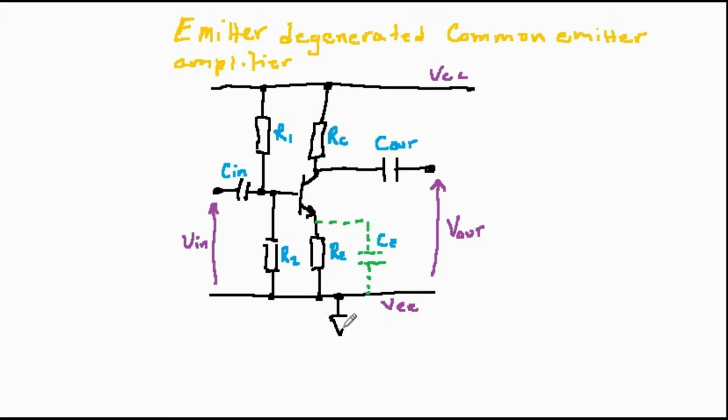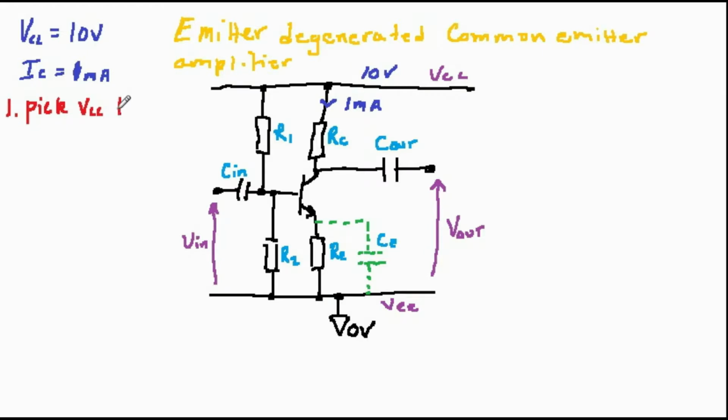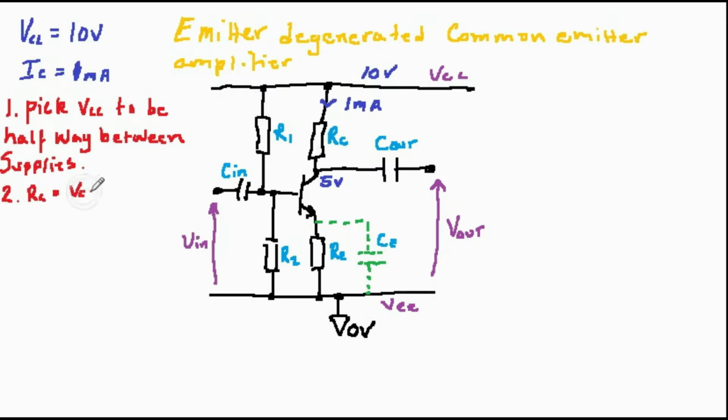Let's say that we have a 10 volt power supply, and we'll also choose IC, the collector current, as we did in the previous design example, to be 1 milliamp. So here is the design procedure. Firstly, pick VC, the collector voltage, to be (VCC minus VEE) over 2, for good bias, as we described previously. This puts it halfway between the voltage supplies, and means that in our case it's 5 volts. As with our previous example, this means that RC is VC divided by IC, which is 5 divided by 1 milliamp, which is 5K. Again, this is similar to the procedure in the previous circuit.